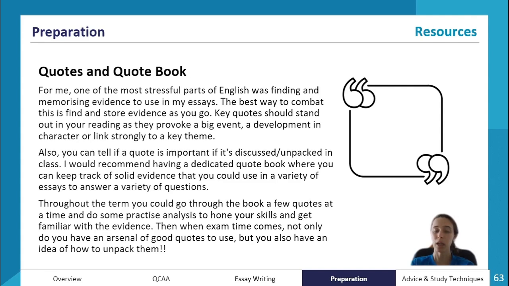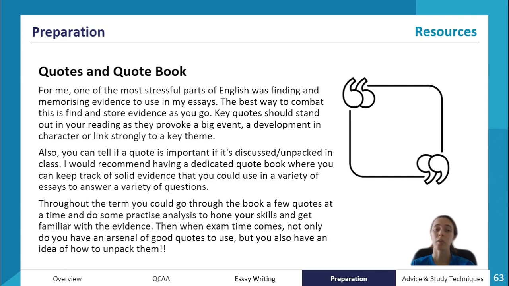And ultimately, the idea of memorizing quotes is one of the most daunting parts of this external exam. We think it's an unseen question. We don't know what it actually will be. So how are we supposed to come up with that strategy for memorizing targeted, relevant quotes? So find evidence as you go and do this with some kind of quote book.